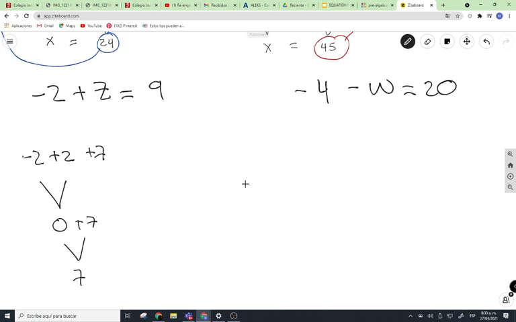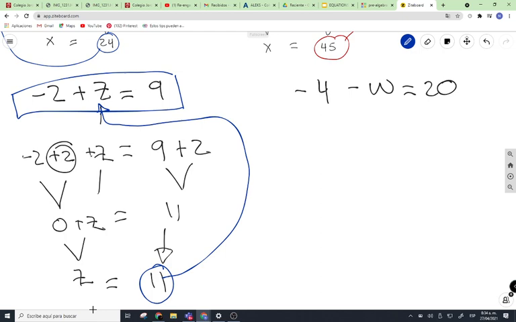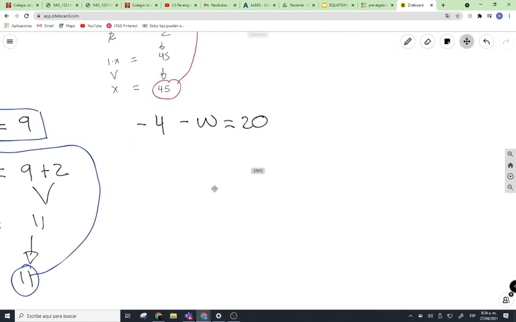So we left the z alone. But remember, since we added 2 here, we also have to do it on the other side. And 9 plus 2 is 11. Well, z is 11. Okay, and the same as in all of the cases, if we replace this 11 for the z that we originally had, negative 2 plus 11 is 9. The equation is true.